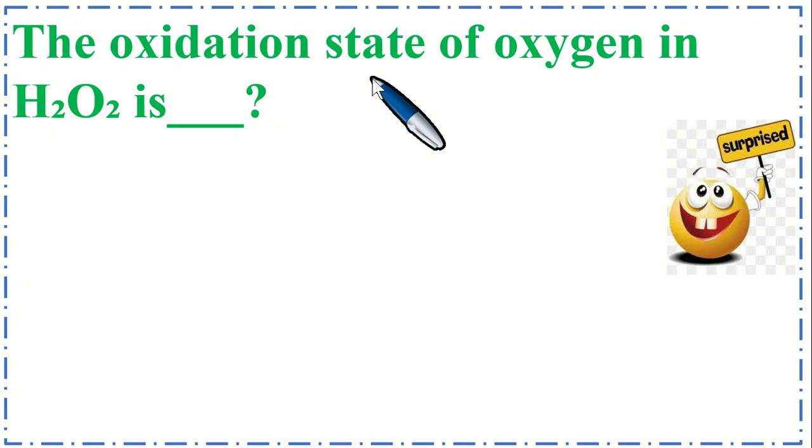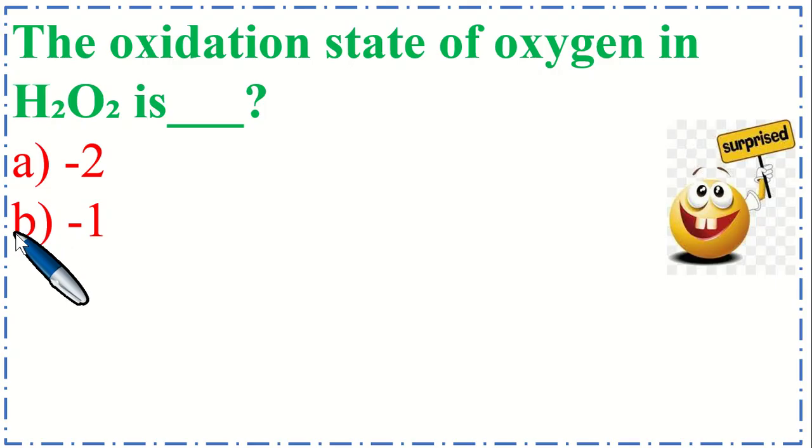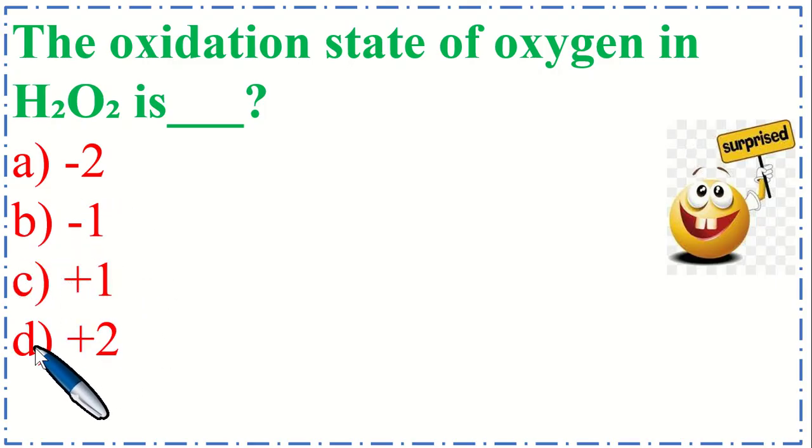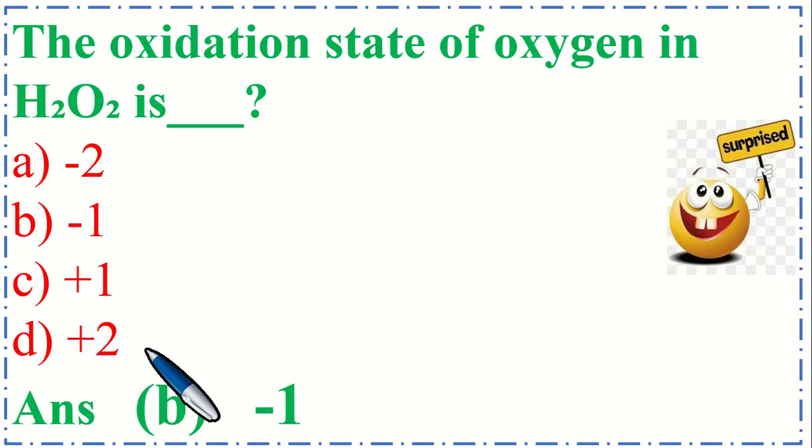The oxidation state of oxygen in H2O2 is dash. Option A -2, option B -1, option C +1, and option D +2. So the correct option is B minus 1.